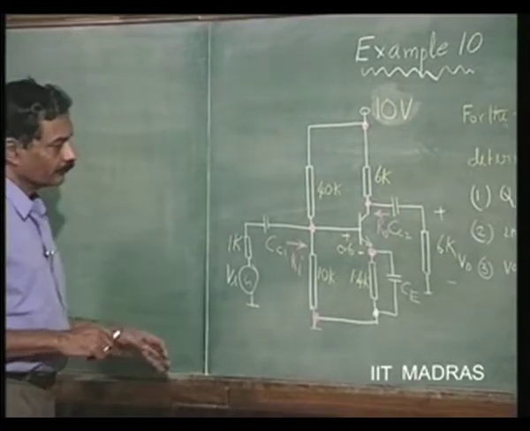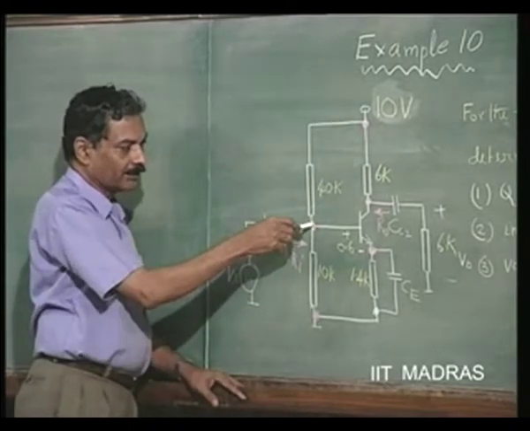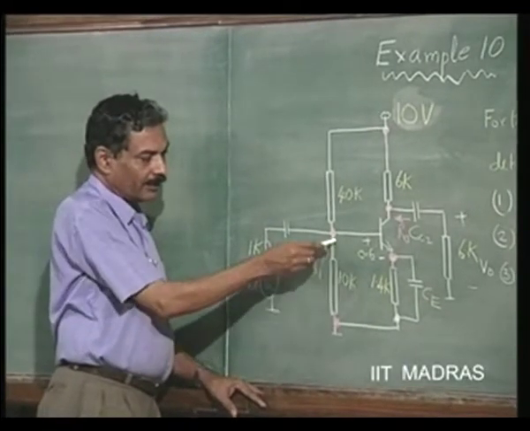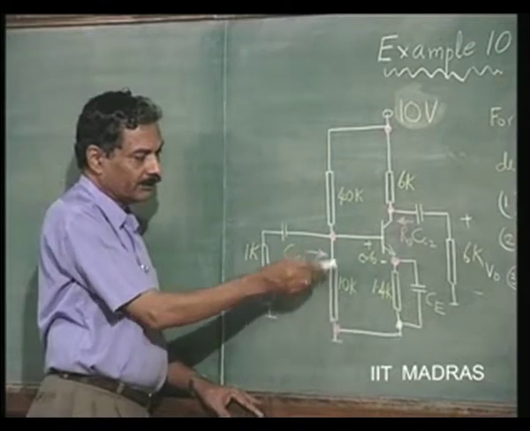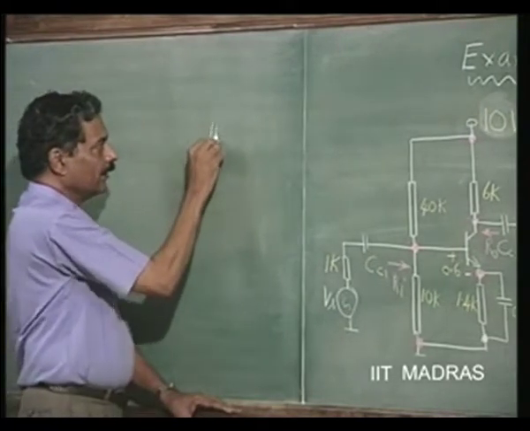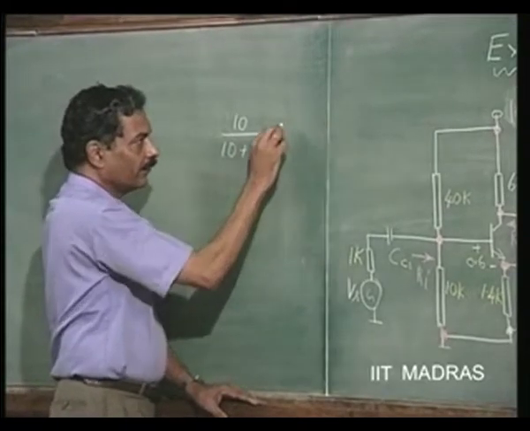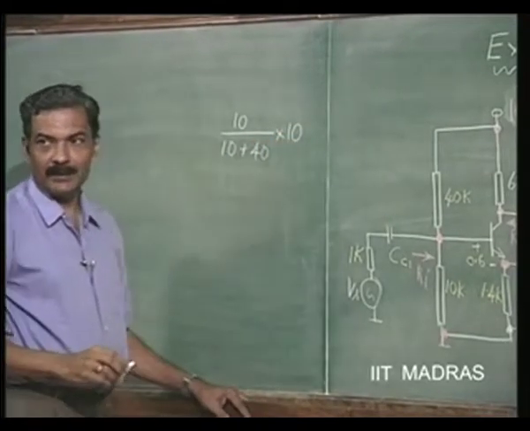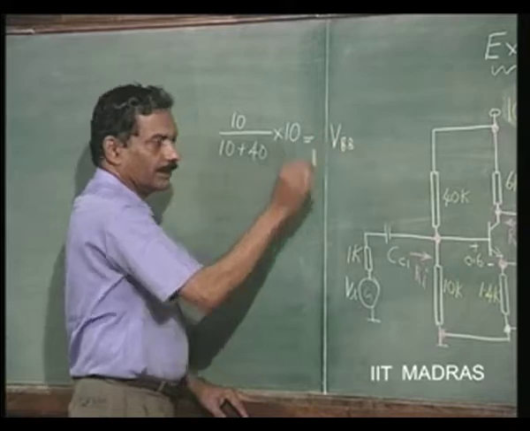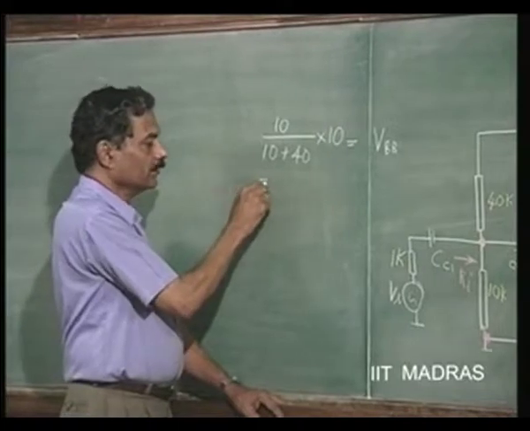Now, using a single supply, we had seen that we had to derive another supply from this single supply of 10 volts. Another supply is derived using these two resistors, 10K and 40K in this case, as 10K divided by 10K plus 40K of 10 volts. That is the Thevenin's voltage, which we have been calling VBB. In this case, this comes out as 2 volts.